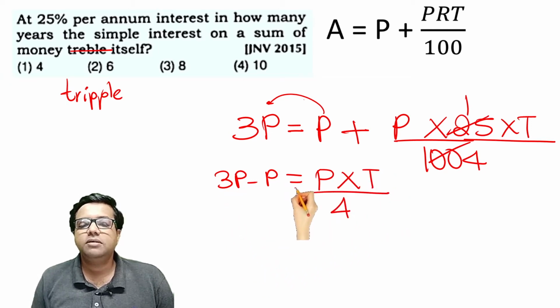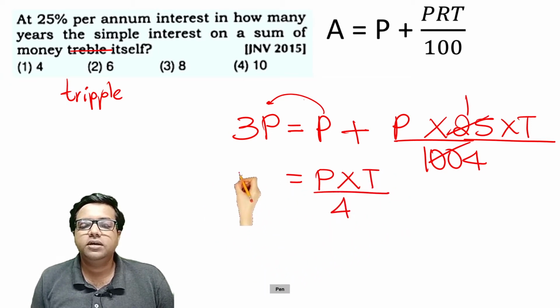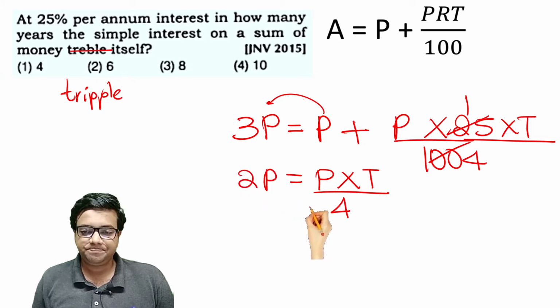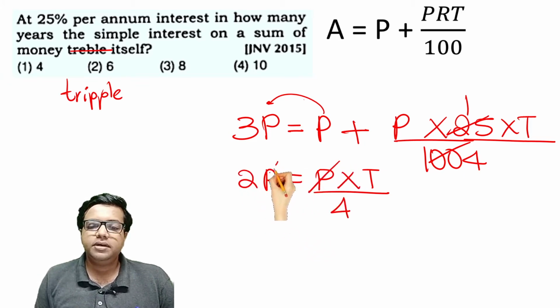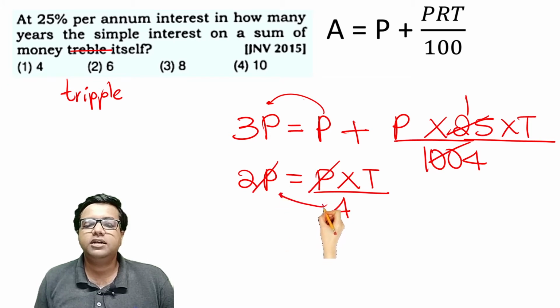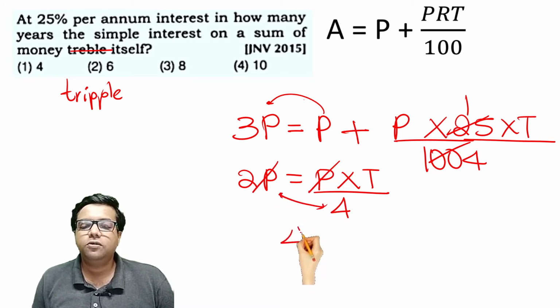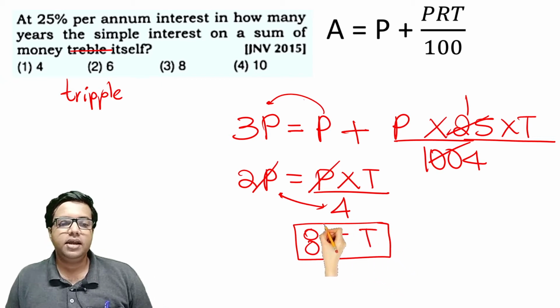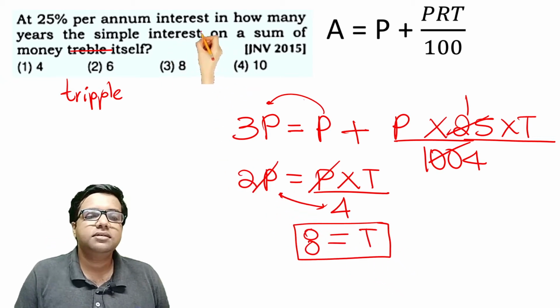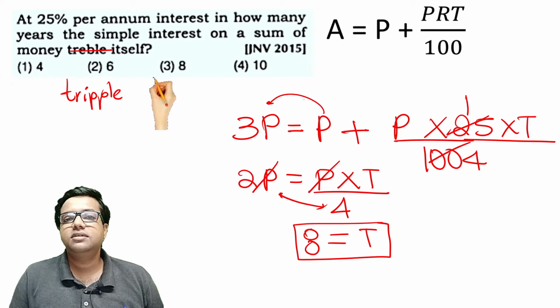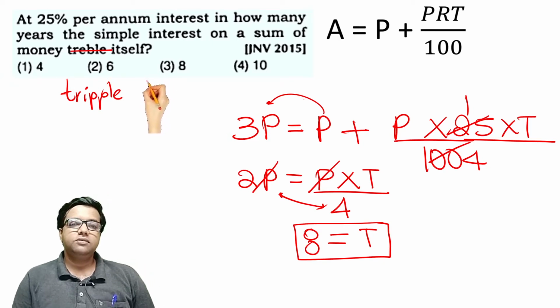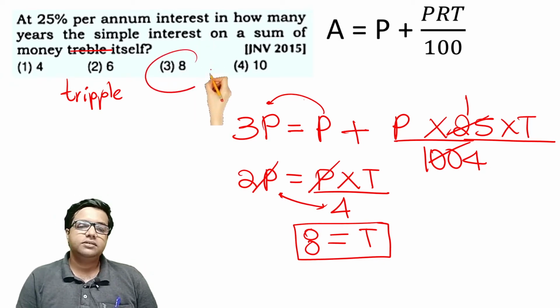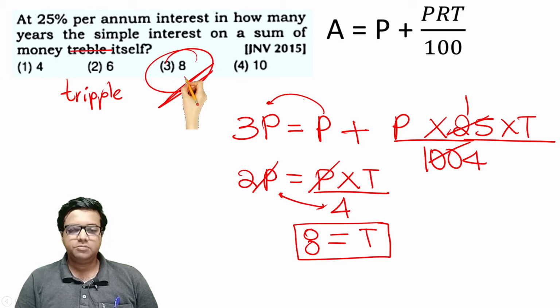3P minus P will give you 2P, and P and P will get cancelled. 4 will get multiplied to 2, so 4 into 2 is 8, which is equal to time. Therefore time is 8 years. In 8 years the amount will get itself tripled at a simple interest rate of 25%. So it is option 3, 8.